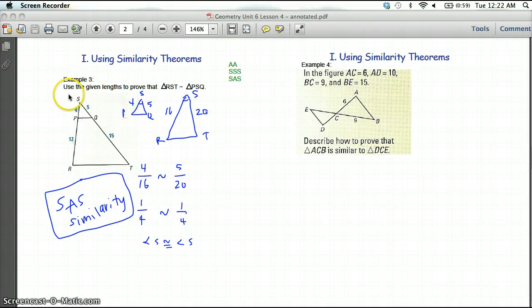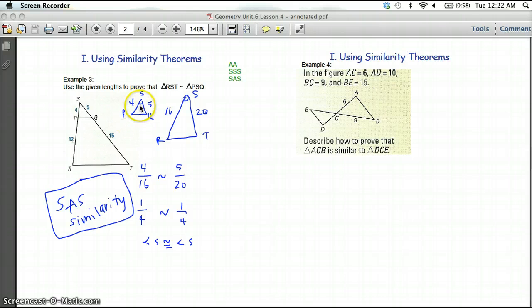Example 3 says, use the given lengths to prove that triangle RST is similar to triangle PSQ. Here we've got triangle RST, which is our big one, and then triangle PSQ, which is our smaller one. I went ahead and redrew them, so here I've got SPQ and SRT. Now, they both share angle S, so we can say that these two angles are congruent. And now we need to see if our corresponding sides are proportionate, then we can say that these two triangles are similar based off of the side-angle-side similarity theorem.